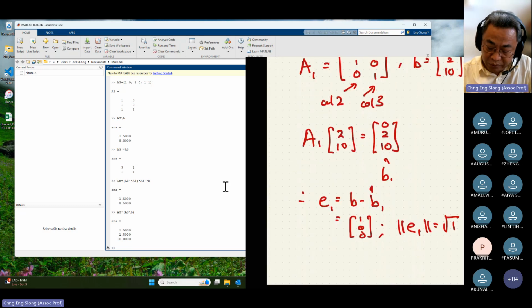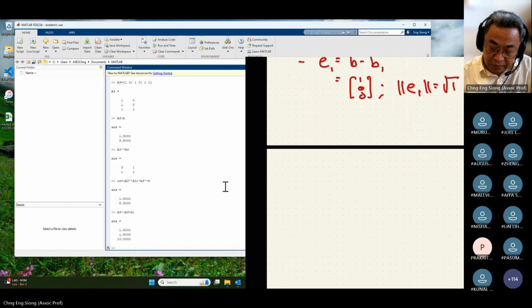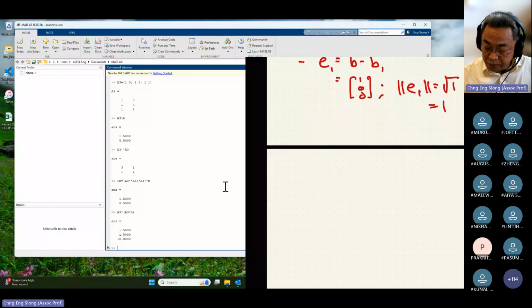So now the question is, what is the norm of E? Therefore, the norm of E is equal to the square root of 0.5 squared plus 0.5 squared. The answer is 0.707. So therefore, columns 1 and 3 from A should be chosen.